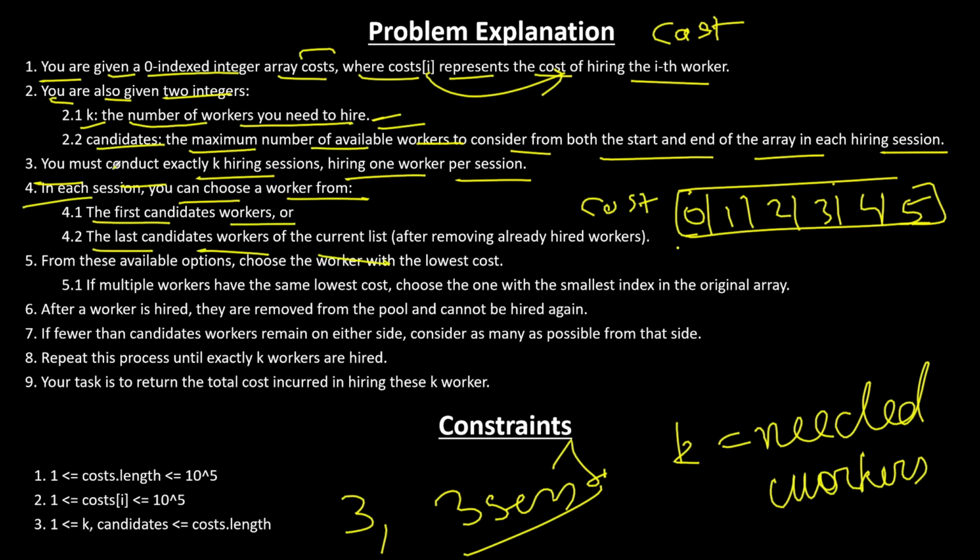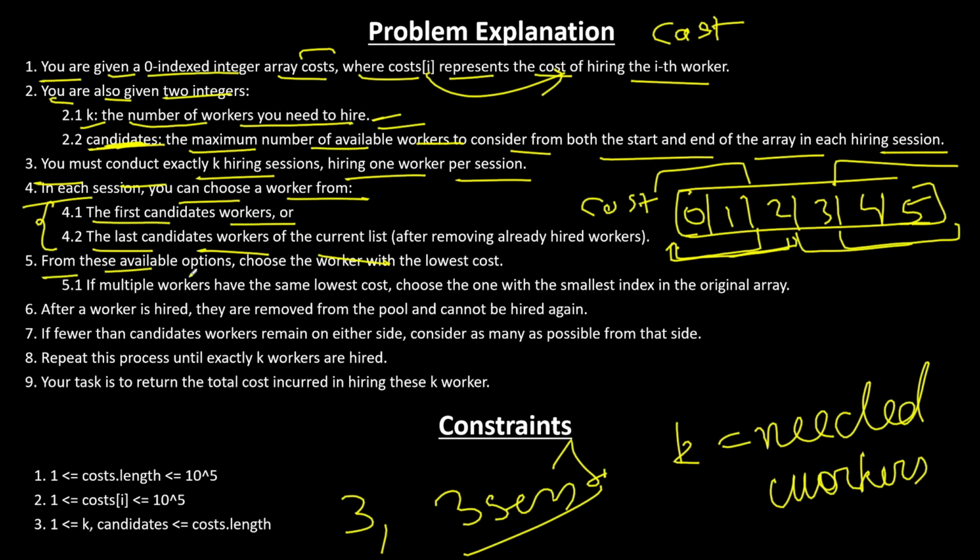In each session, you will choose a worker from the first candidates workers or the last candidates workers. If the value of candidates is 2, then from the beginning you will take two values, and from the end you will take two values. So you will grab two employees from the first and two employees from the last. Got it? That is the meaning of candidates, and K is the number of employees you are hiring. If the candidates value is 3, then you will consider the first three employees and the last three employees. That's pretty clear now.